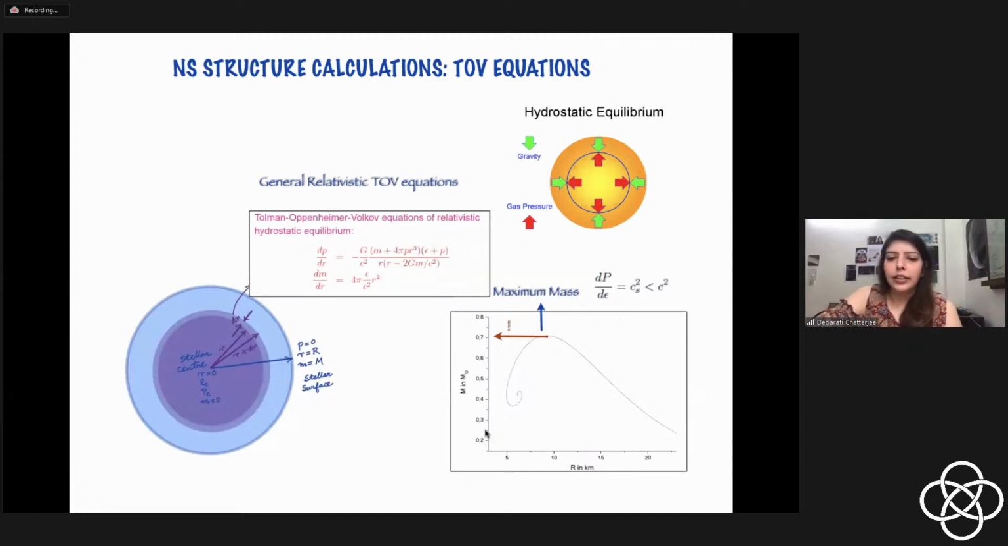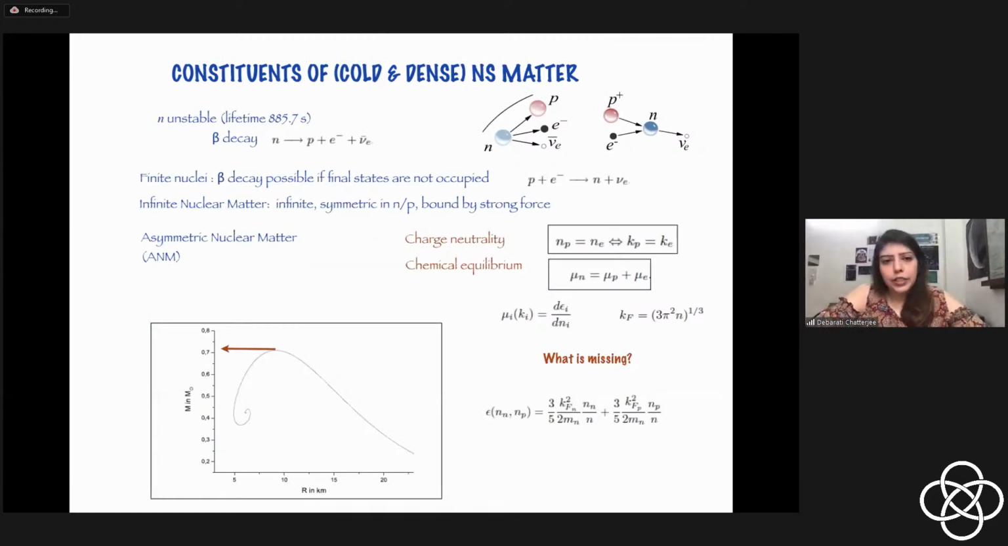Okay, so now let's try and think, what did we forget? We assumed in the first place that there are only neutrons. Like I said, this is not exactly the case. Neutrons in free space decay into protons and electrons, emitting neutrinos. In finite nuclei, this decay is possible only if the final states are not occupied. But inside the neutron star, you have infinite nuclear matter, and these proton and electron levels are filled up, and when they are filled up, the reverse reaction is also possible, which is the electron capture reaction that I talked about earlier for supernova explosions.